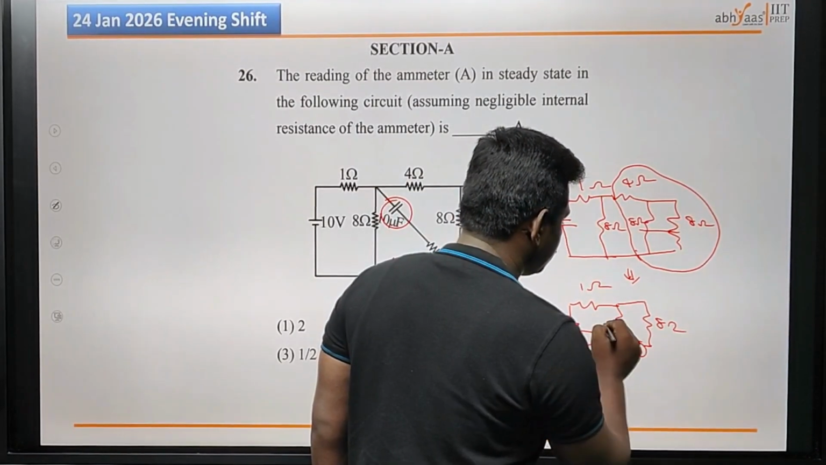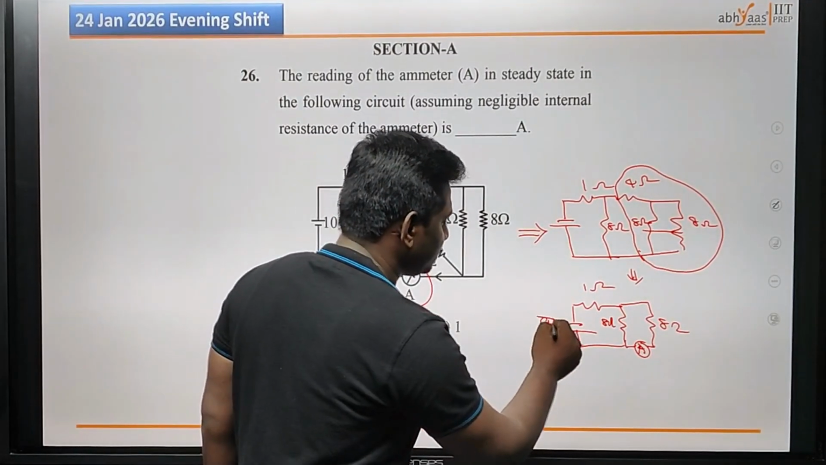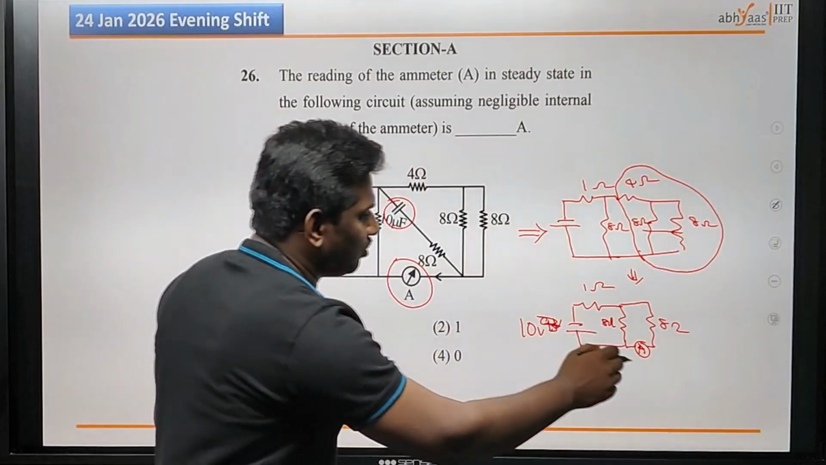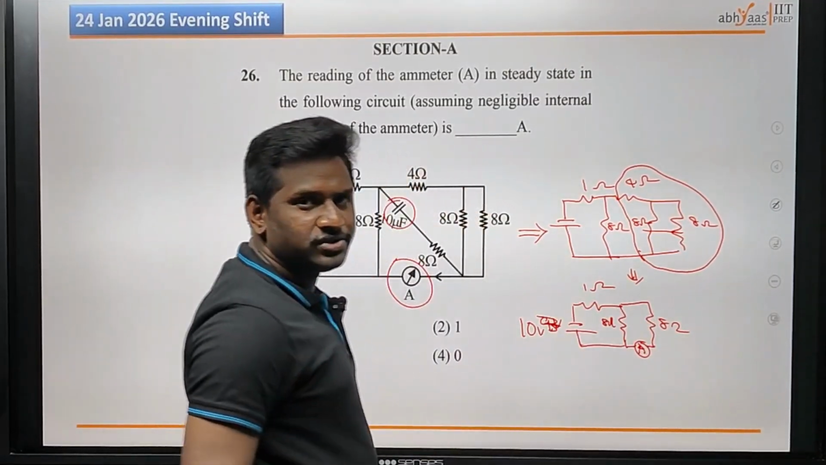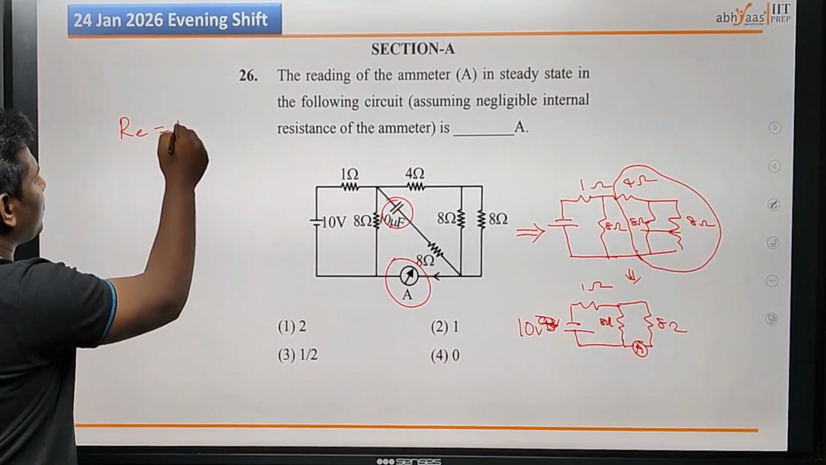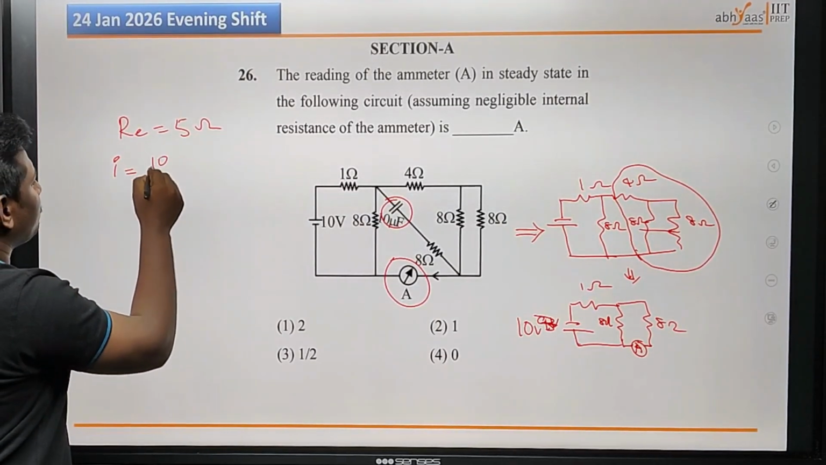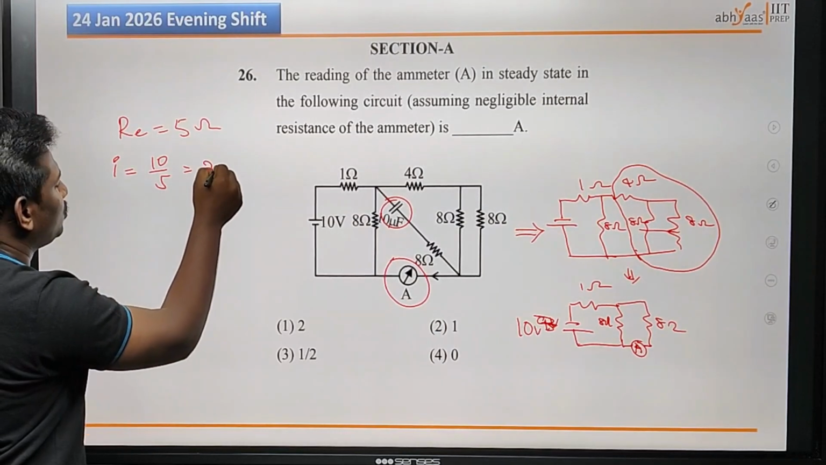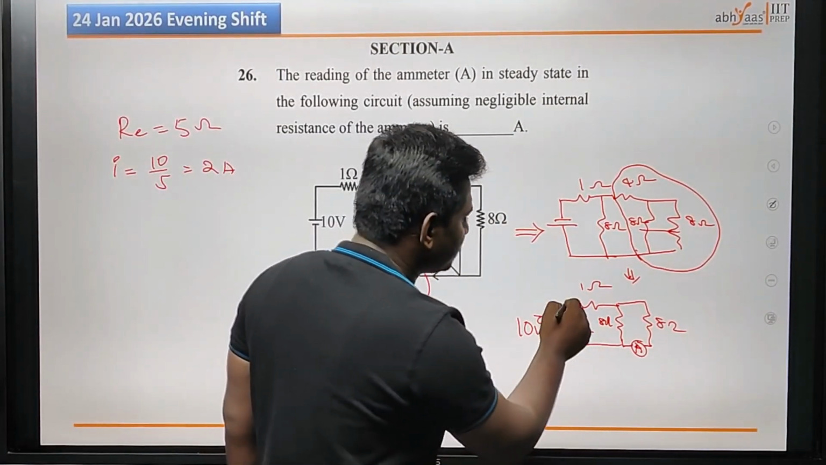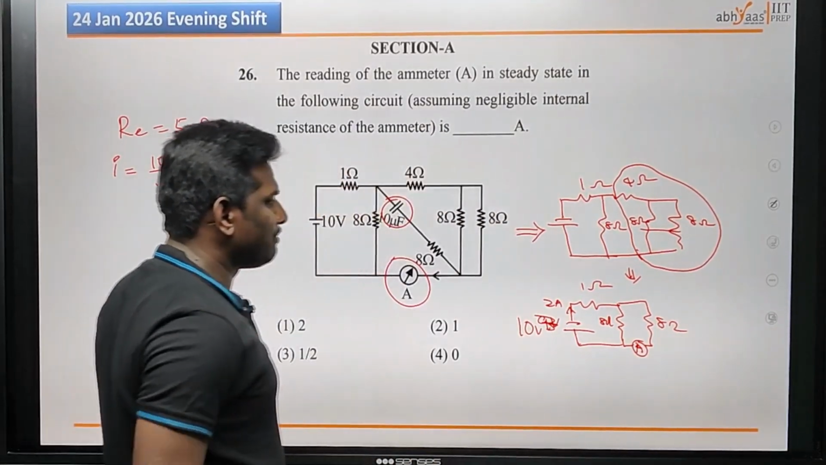This is 8 ohm and 8 ohm. This is our 10 volts; I am taking 9 volts. If you find the equivalent resistance, R equivalent can be written as 5 ohm. So I can be written as 10 by 5, that is nothing but 2 amperes. So in this circuit, we are sending a 2 ampere current.